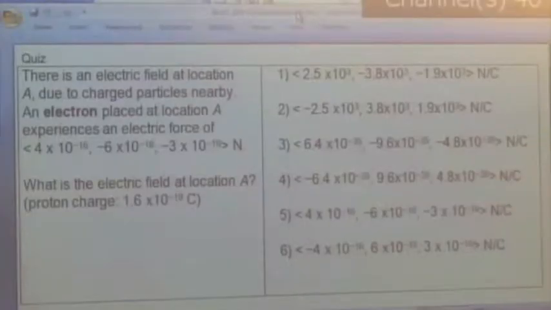So let's try a quiz. We're going to do this quiz that we're not going to grade. We're just doing it for practice. We're not going to grade it, but this one's for practice.